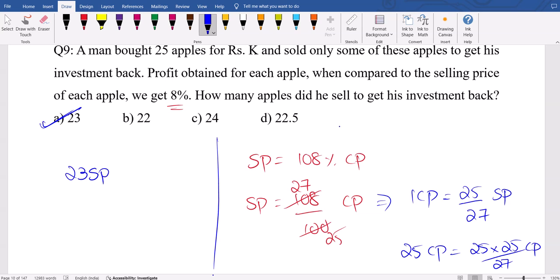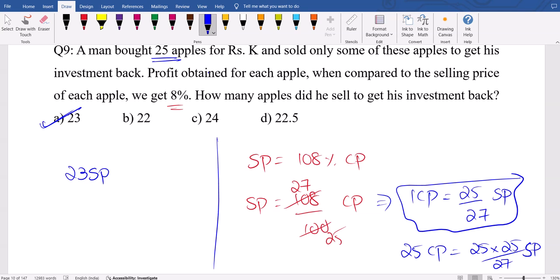That's what here, you just observe the selling price. This right side is the selling price. This is for one apple, but here 25 apples he purchased. And he sold only some of these apples, not all, to get the investment back. Let us say 100 rupees is what 25 apples cost. Means one apple cost is 4 rupees. That 100 rupees I got by selling only a few apples, not all. And okay, profit obtained for each apple compared to the selling price of each apple, we got finally here 8% profit like that they gave, right?